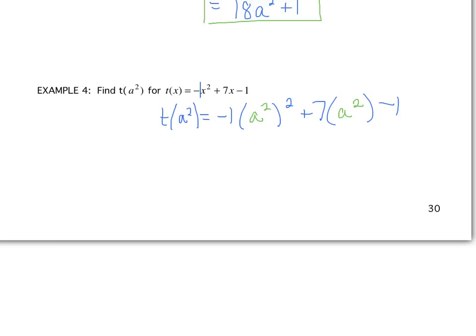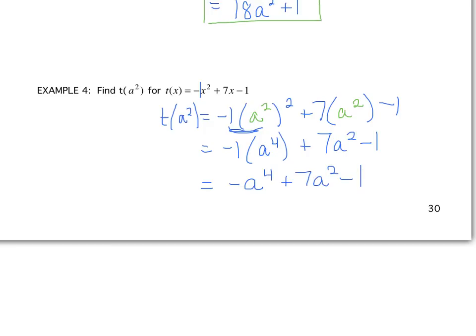Alright, evaluating with order of operations, I'm not going to multiply negative 1 times a squared. That's not what I'm going to do first. I leave the negative 1 alone. I square a to the second, and that gives me a to the fourth. Plus, I can multiply these, it's 7a squared minus 1. I'm just going to clean this answer up a little bit and write it as negative a to the fourth, or negative 1 times a to the fourth, plus 7a squared minus 1. And that is my final answer.